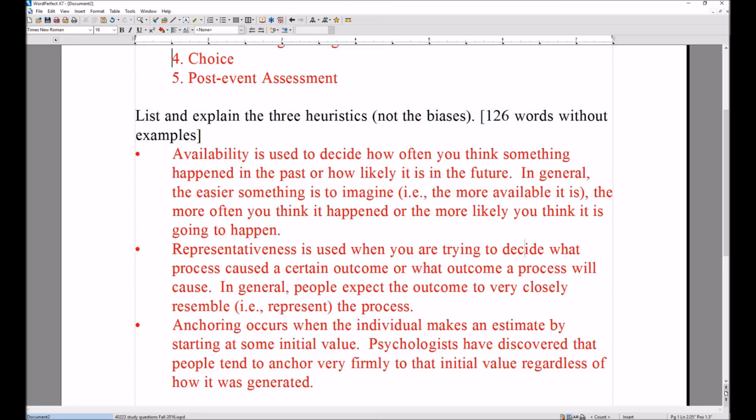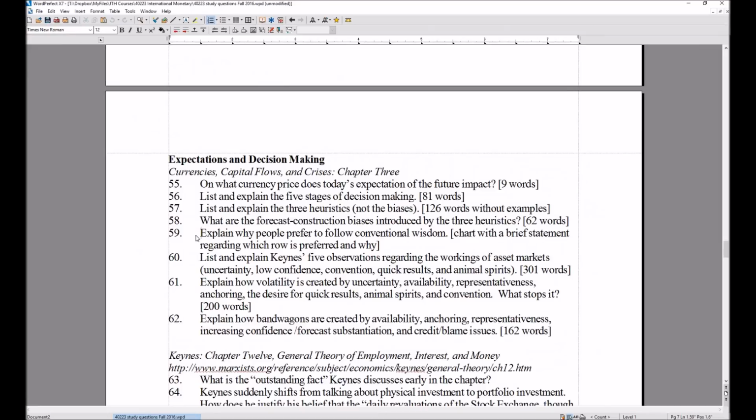All right, so let me go to 59. That'll be the last one we do here. Let's see, switch over to that. Okay, 59. Explain why people prefer to follow conventional wisdom. Ooh, this is really neat.